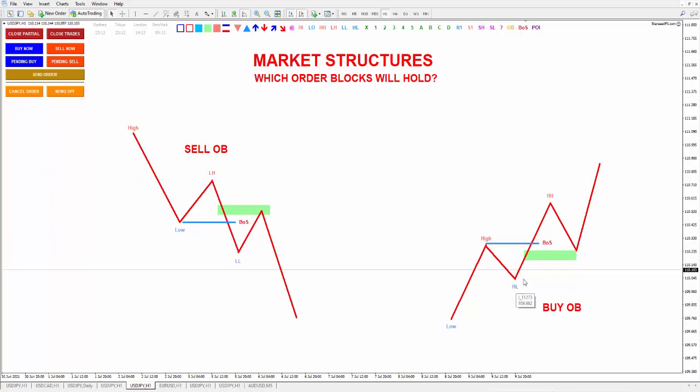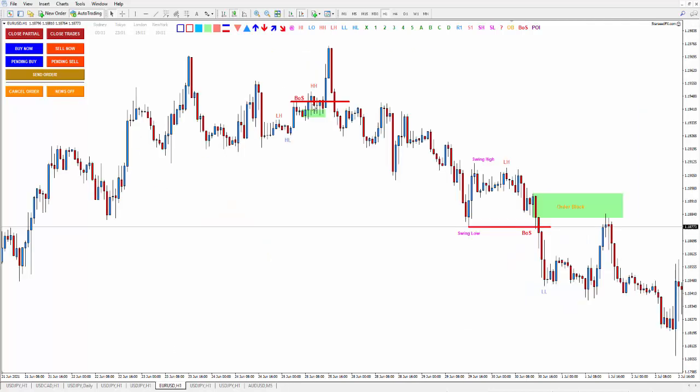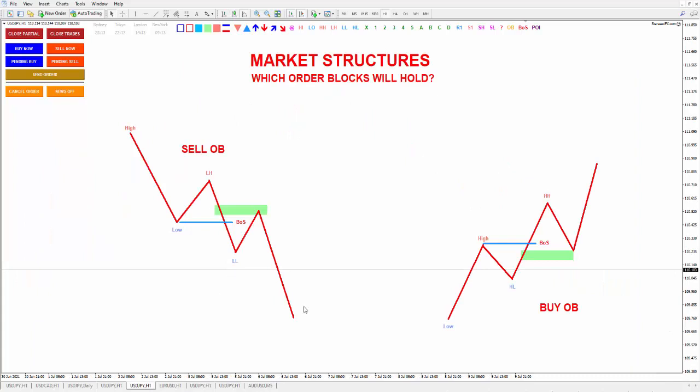Higher low, higher high. Then you can start looking for order block. Here, higher low, higher high. There is a break above. This is your order block. You really need to practice to look for the right order block like this, because like I said, the market is not always as clear as this.